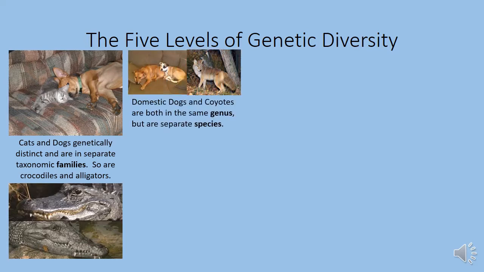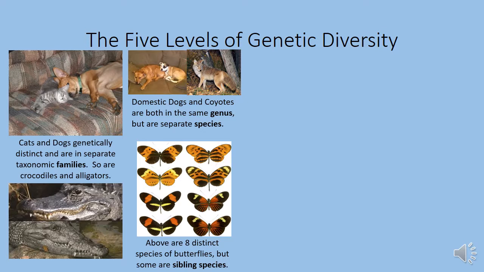And so then if we get down to the genus level, we're zooming in now, we're one step closer. At the genus level, we got a lot more in common. We're going to look more similar, have more of the same traits. So, for instance, domesticated dogs and coyotes are both in the same genus, but they're separate species still. But coyotes kind of look like dogs, and dogs kind of look like coyotes, more so than a dog looks like a cat, for instance, right? So they're in the same genus.